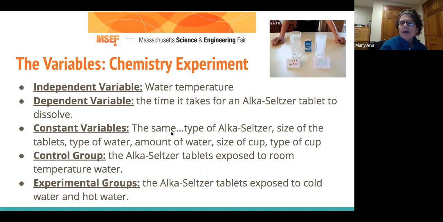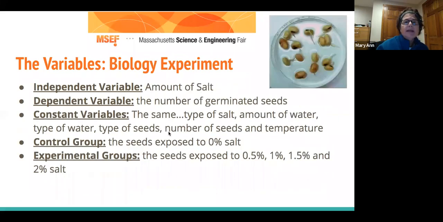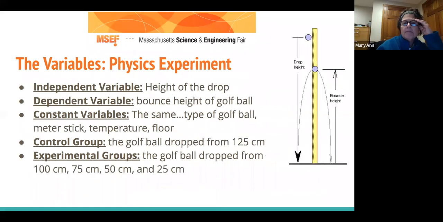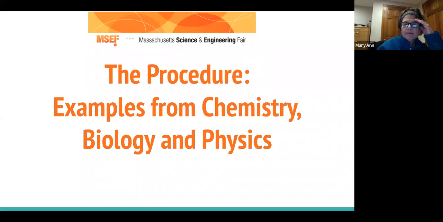So if the kid's struggling with the question that they're asking, you might want to look to their constant variables and say, well, maybe we should switch it a little bit. And the same thing here with the biology one. You could ask, how does the type of salt affect the percentage of seeds that germinated? How does the amount of water, the type of water, the type of seeds, etc.? Each one of these can become a whole other experiment. That makes sense, right?